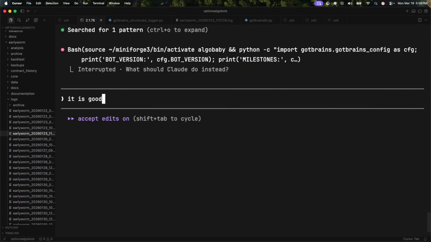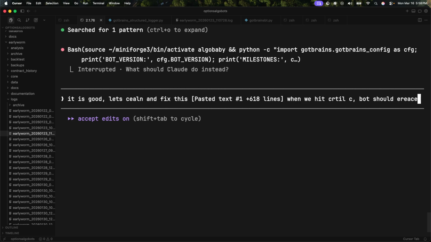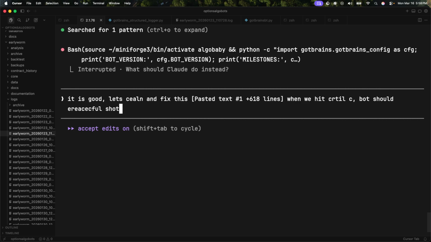It is good. Let's clean and fix this. When we hit Control C, the bot should gracefully shut down, give us stats for the day, then chunk the deuces until the next time we run it.